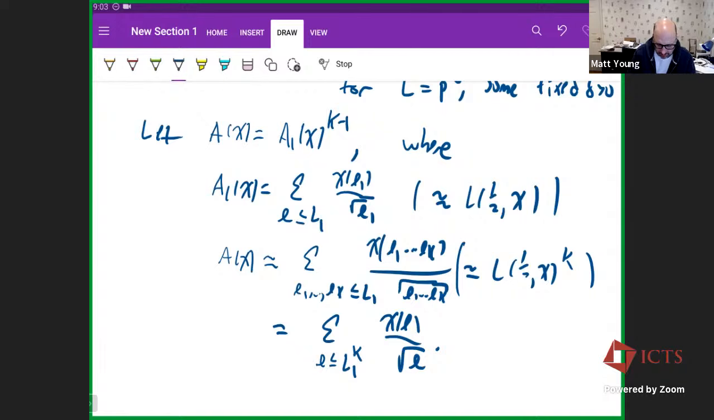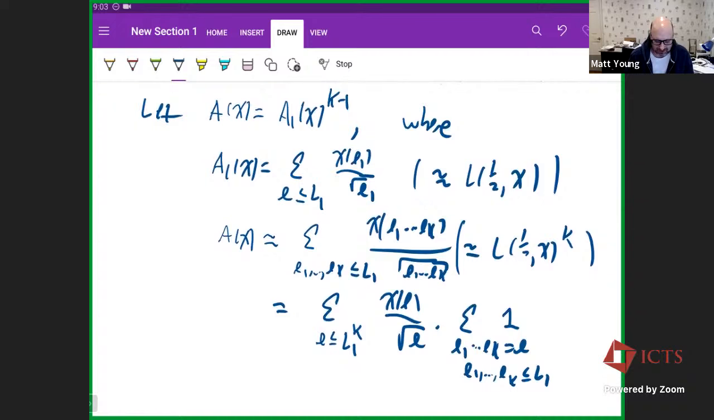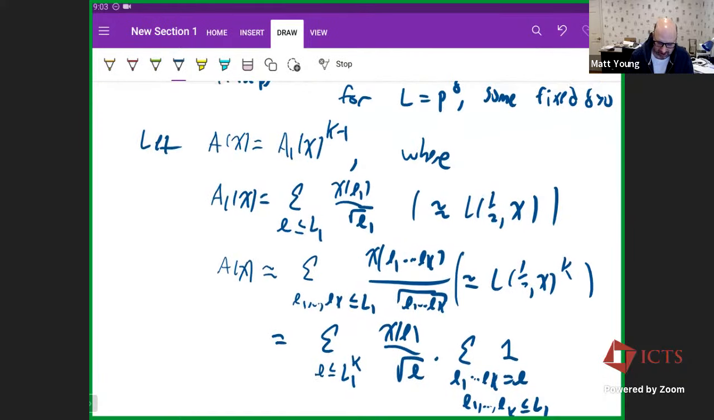And then the coefficient here is kind of a divisor function. It's some sort of restricted divisor function, where all of the divisors are at most capital L1. But anyway, this is some kind of Dirichlet polynomial that if you really stretch your imagination, you might think of as a short approximation to L of a half chi to the k. Actually, I guess it should be k minus 1. Oops, I got the indexing wrong.